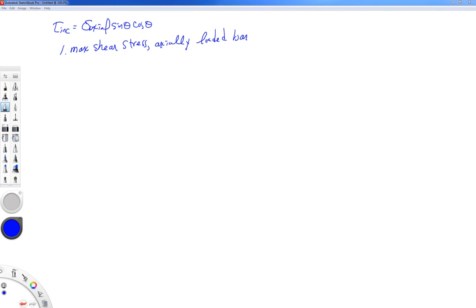So we just found out that the shearing stress on the inclined plane was sigma axial sine theta cosine theta. Now we're going to do a little bit of trig substitution here. We're going to note that sine theta cosine theta can be expressed as the sine of 2 theta divided by 2. It's going to help us a little bit. So now we can rewrite our shearing stress as sigma axial over 2 times the sine of 2 theta.